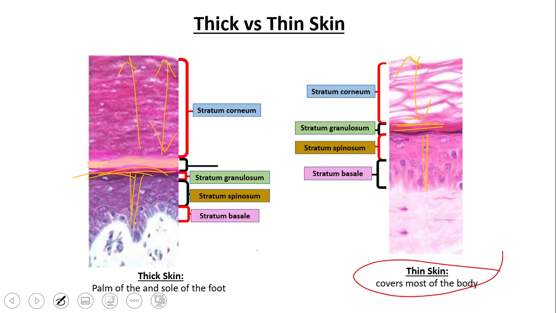The layer that is only in the thick skin is in between stratum corneum and stratum granulosum, which is stratum lucidum. It's only in the thick skin. Lucidum because it's lucid, meaning transparent. Stratum lucidum is kind of waterproof, and this is only found in the thick skin. So the thin doesn't have the stratum lucidum, it has only the four other layers.